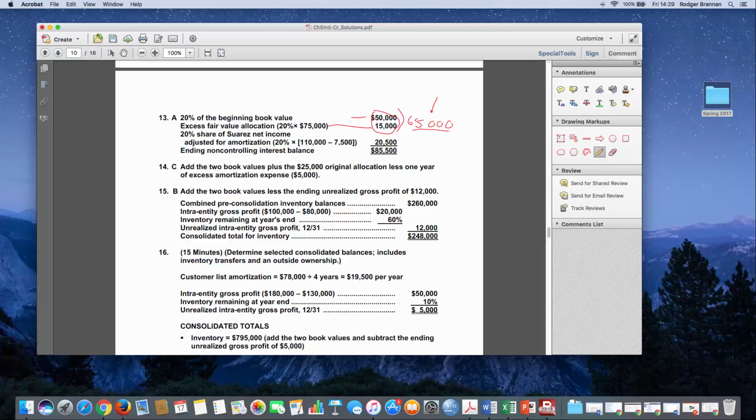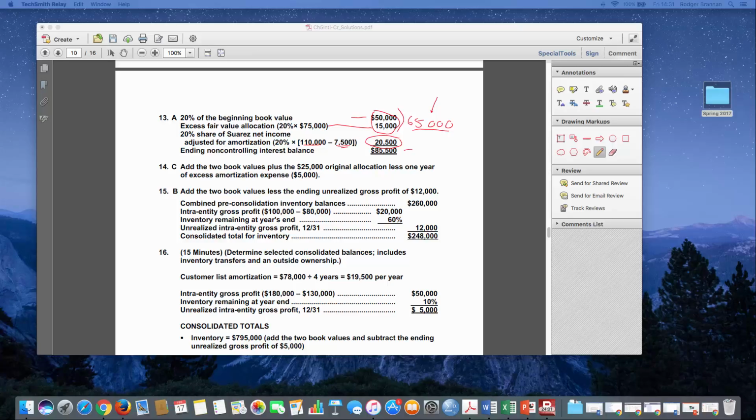Well, okay, now that's my beginning balance. Then I add to it whatever net income is earned by the subsidiary that's attributable to non-controlling interest. So the net income here is $110,000 less the amortization that I just calculated at number 12. That is for the equipment and the formula. So the 110 minus 7,500, take 20% of that gives me 20,500. Add the 65 plus that, I get the 85,500. That is the ending balance of non-controlling interest. That is the amount of income that would be attributable to non-controlling interest here, the 20,500 added to the beginning balance. That gives my ending balance.